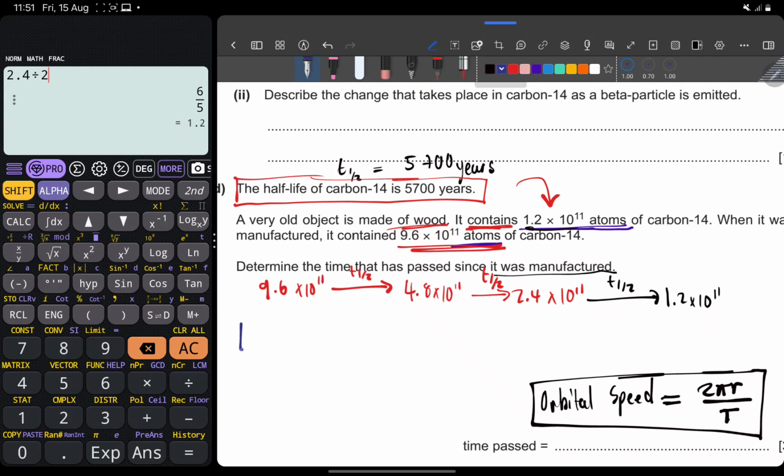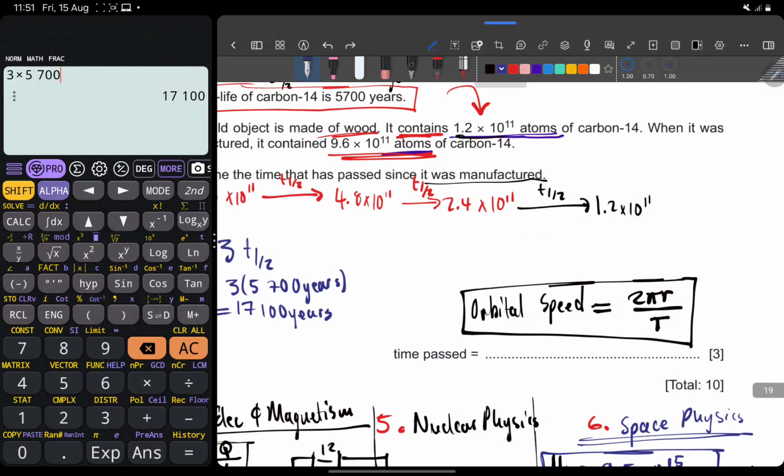So we can say time t is equal to 3 times t half, which is going to be 3 times 5,700 years, because one half-life is 5,700, and we had 3 of them. So we'll get 17,100 years. This is the time it took for it to get to where it is, so it's 17,100 years.